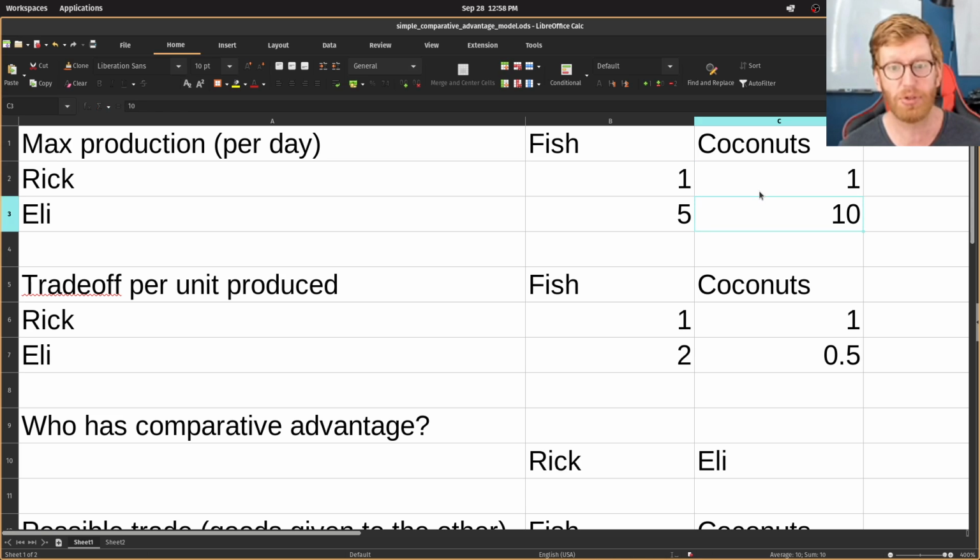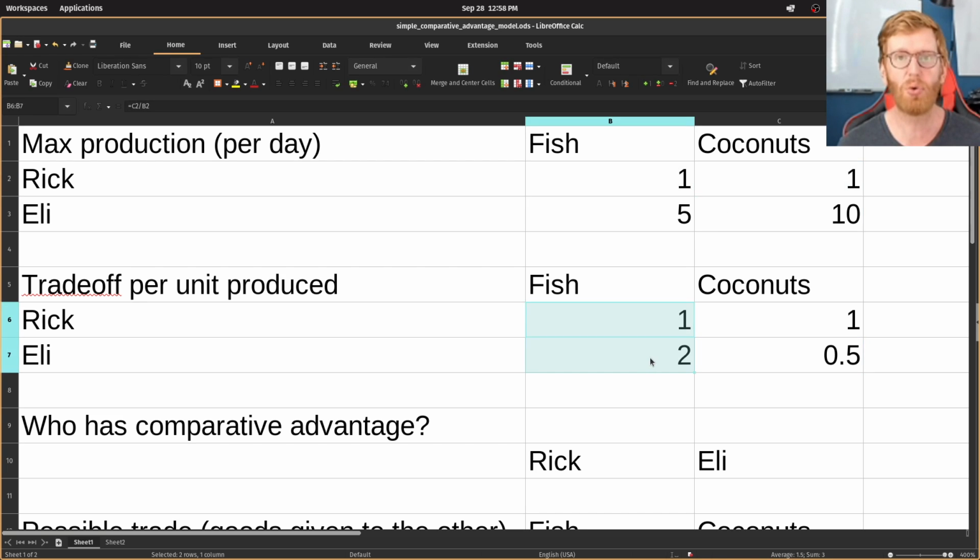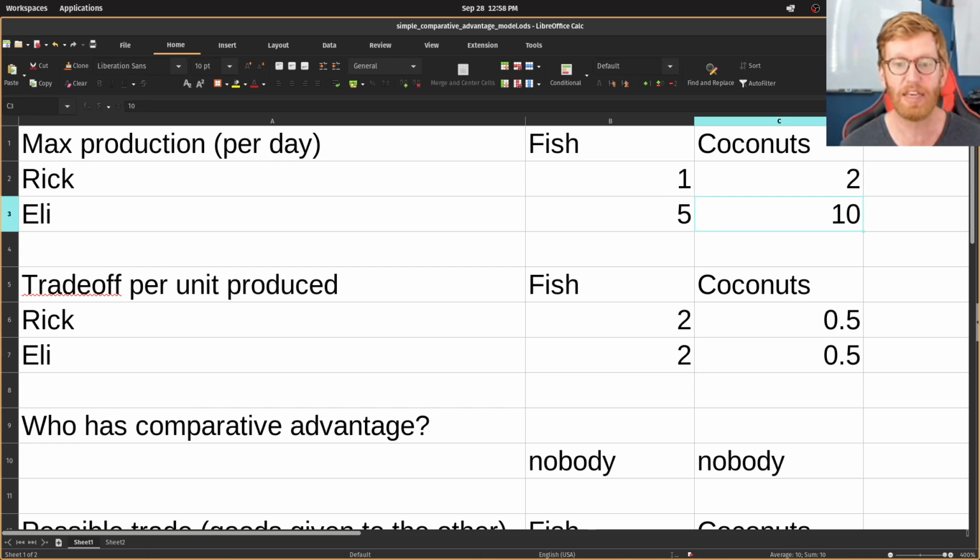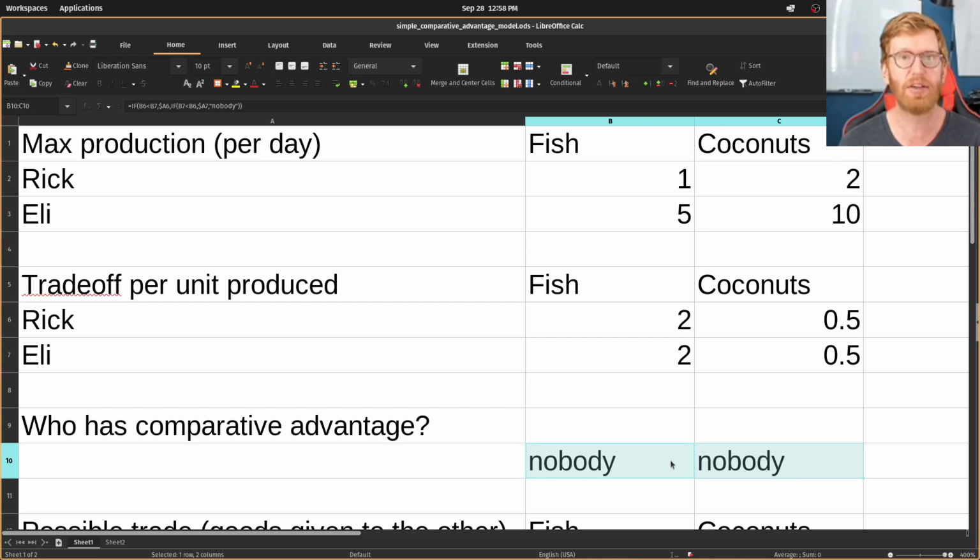He could even produce more fish and coconuts in a day if I make my PPF really small, but I still have a lower cost for one of the products compared to him. That is basically guaranteed. The one exception there would be if we have the exact same trade-off, then nobody has comparative advantage. Big takeaway here is absolute advantage absolutely doesn't matter when we're asking about how do we find gains from trade.